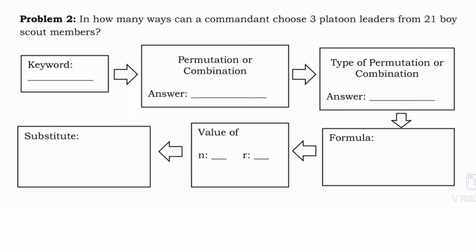Problem number 2. In how many ways can a commandant choose 3 platoon leaders from 21 Boy Scout members? Keyword is choose.